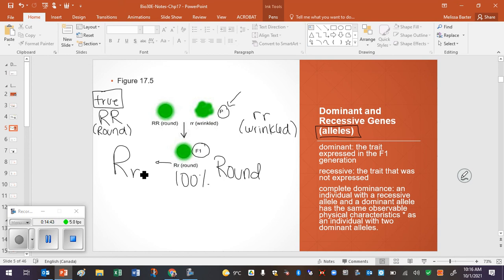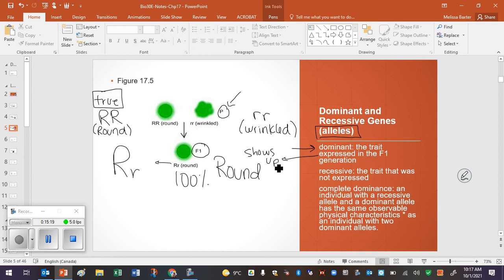And so his first definition here is that a dominant allele is the trait that is expressed in the F1 generation. When we say expressed, we mean it's the trait that shows up. So if I take two true breeding plants and I cross them, and all of their offspring all have one trait and not the other, that trait that they have must be controlled by a dominant allele.